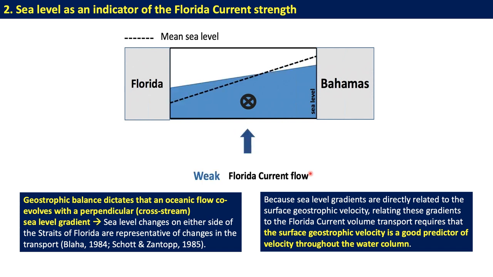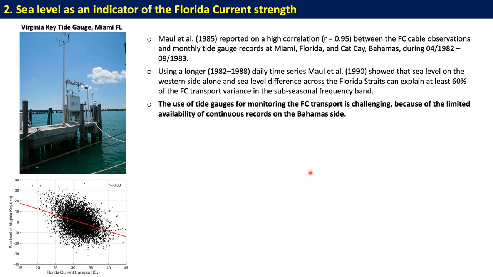It should be noted, however, that because sea level gradients are directly related to the surface geostrophic velocity, relating these gradients to the Florida current transport requires that the surface geostrophic velocity is a good predictor of velocity throughout the water column. Historically, sea level has been measured by coastal tide gauges, and in this picture, you see a typical tide gauge in Virginia Key, Miami, and the scatter below shows the relationship between sea level measured at this tide gauge and the Florida current transport measured by the cable. The correlation between these variables is about minus 0.4.